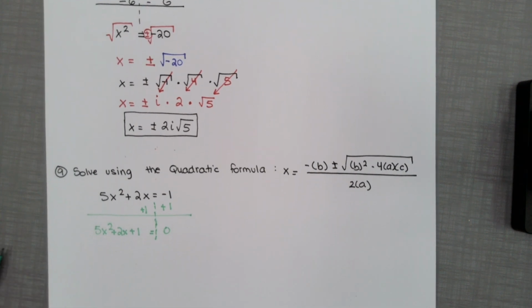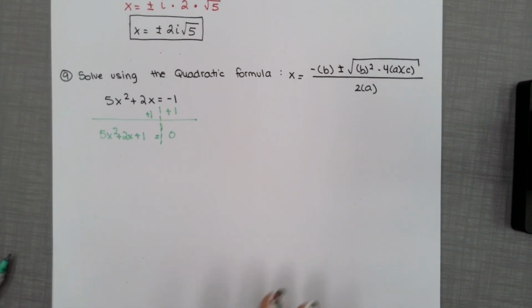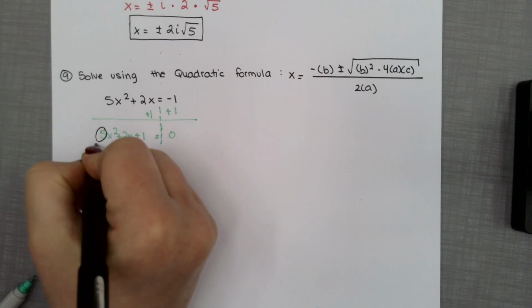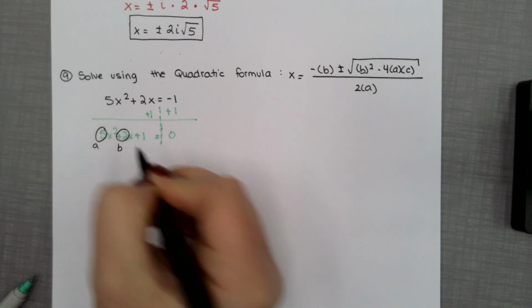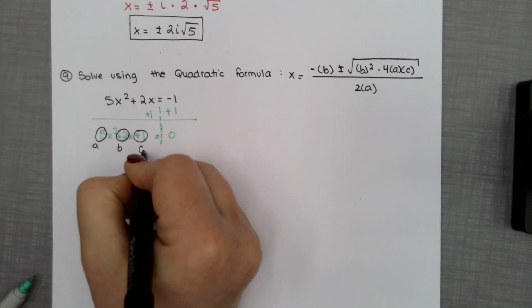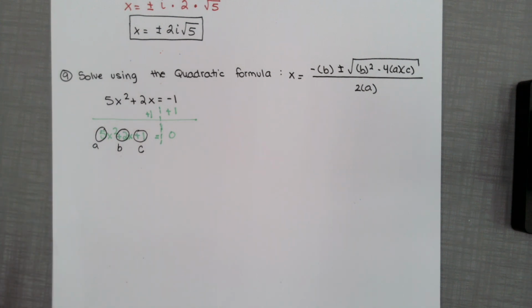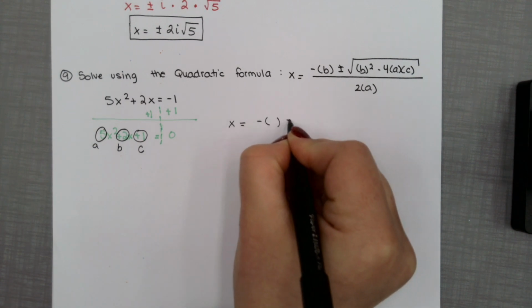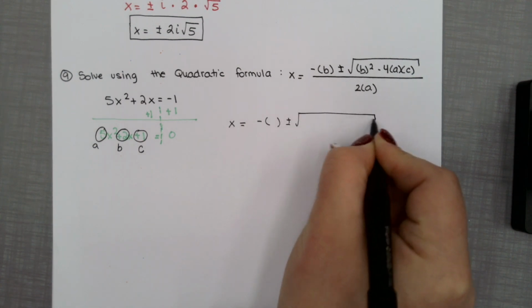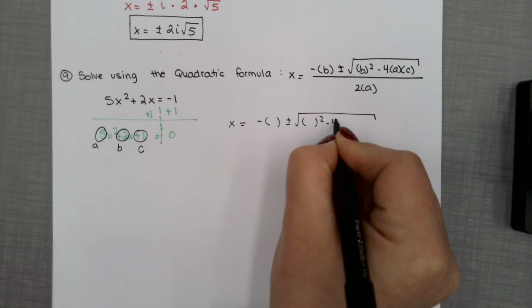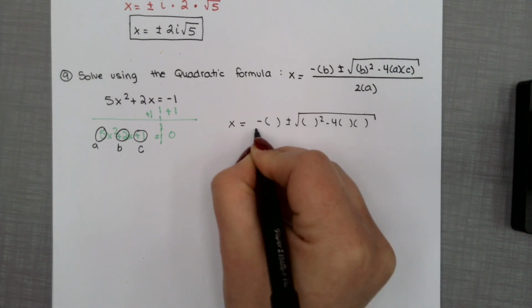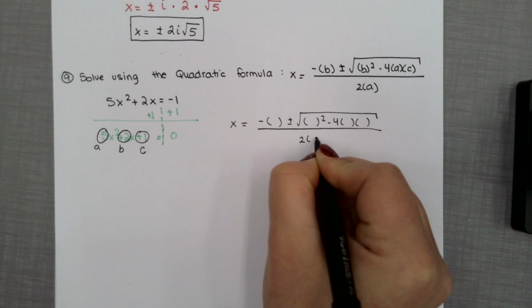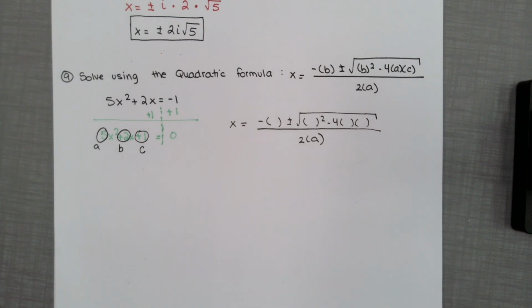Now we can assign our letters of ABCs to our numbers. We have 5 as a, b is positive 2, c is positive 1. For our quadratic formula, x is equal to negative b plus or minus the square root of b squared minus 4ac all over 2a. Oops, I'm going to erase that a so I have space to write something in it.